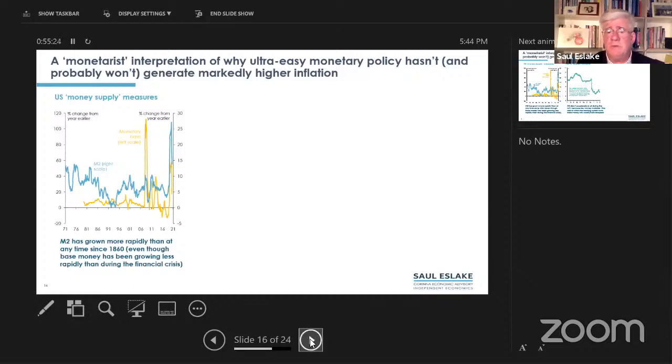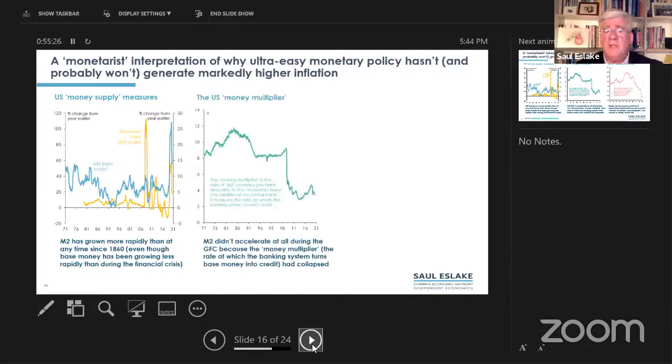Now, what's the difference between the two episodes? Well, the difference can be seen by looking at what's called the money multiplier, which is the ratio of the M2 to the monetary base. What that in effect tells you is the speed at which the banking system turns the base money supplied by the central bank into the credit that's made available to the housing sector. And what in effect happened during the financial crisis of 2008-9 is that the money multiplier collapsed because the banking system was stuffed as a result of the financial crisis.